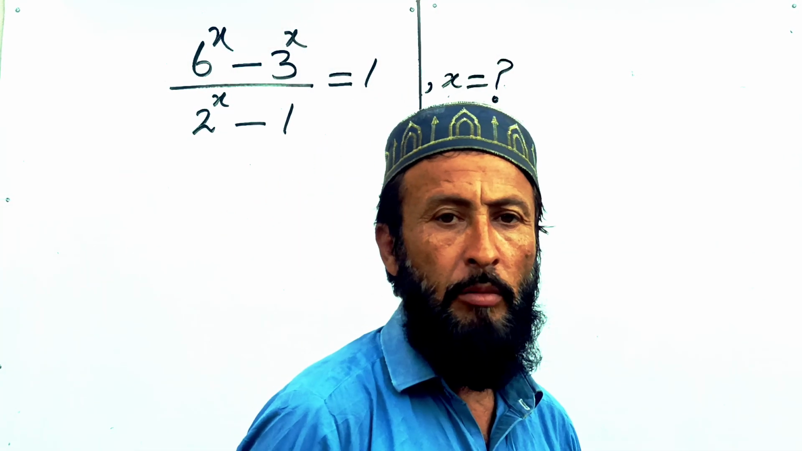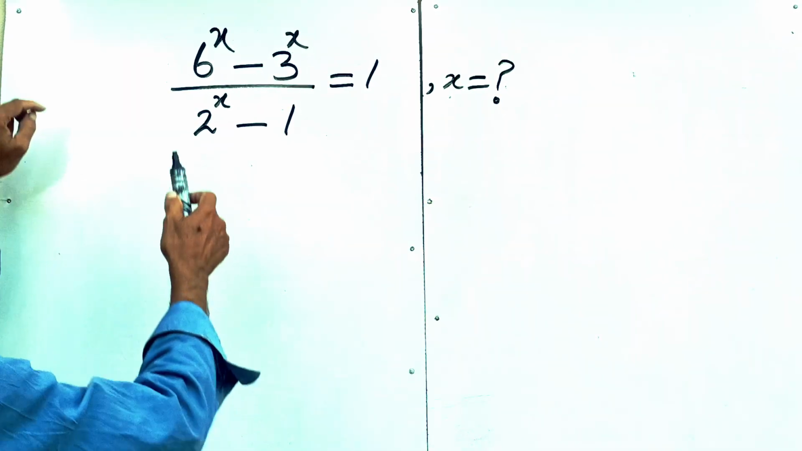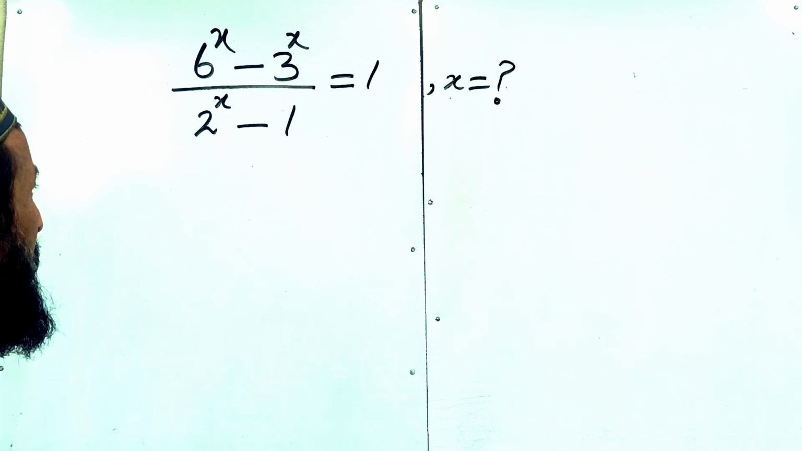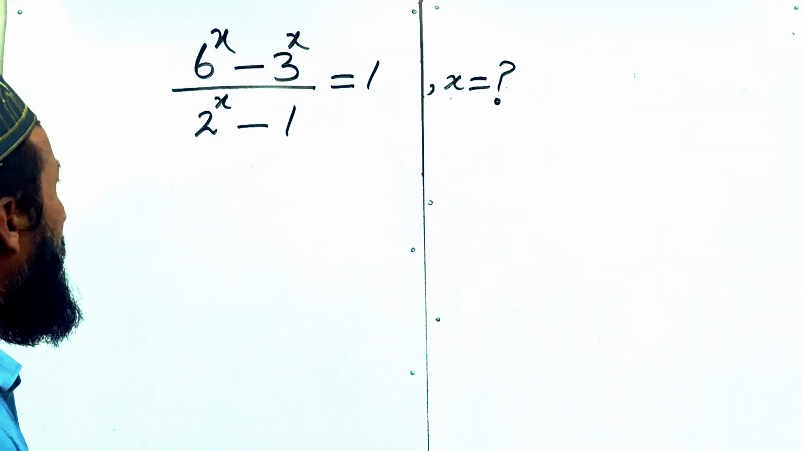Hey, welcome everybody. Today we have a very interesting exponential question. How do we calculate the value of x in (6^x - 3^x) / 2^(x-1) = 1?